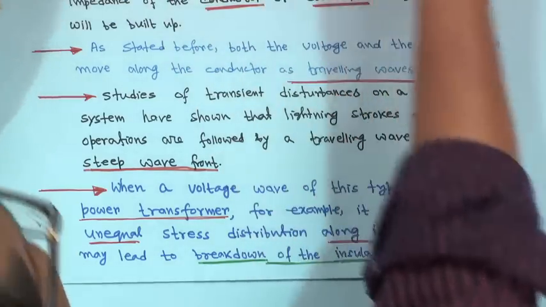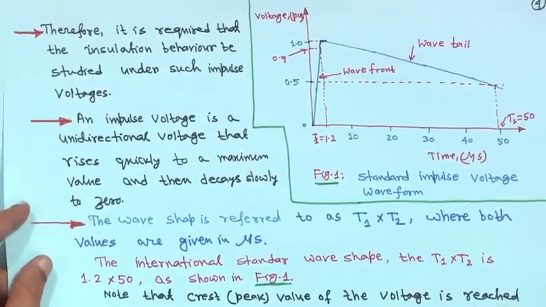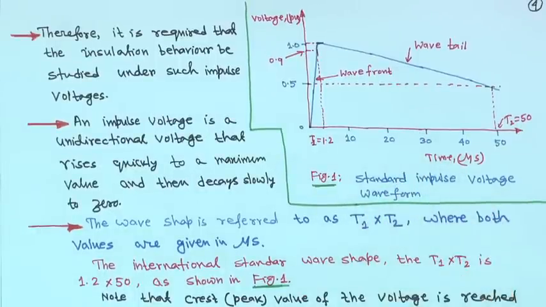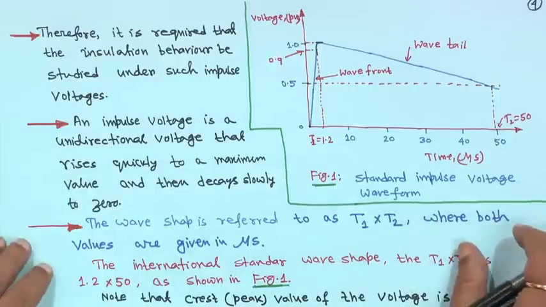Lightning stroke is a very strong phenomenon, and you have to protect the power system. I will come to this figure later on. Therefore, it is required that the insulation behavior be studied under such impulse voltages. Whenever a manufacturer manufactures transformers, for example, they go for a laboratory impulse test, because the impulse lasts for microseconds, to see whether the transformer insulation can sustain it or not.